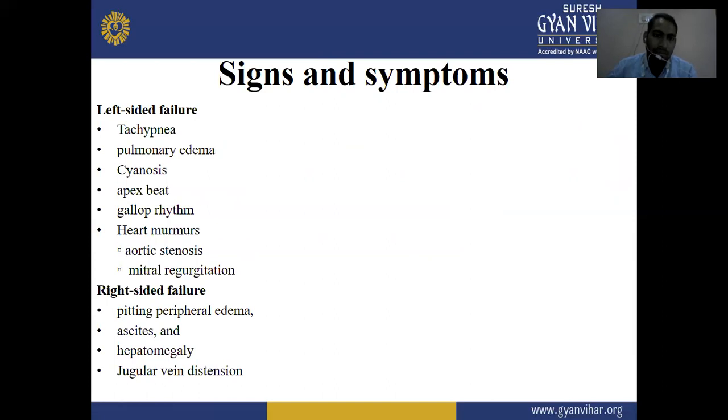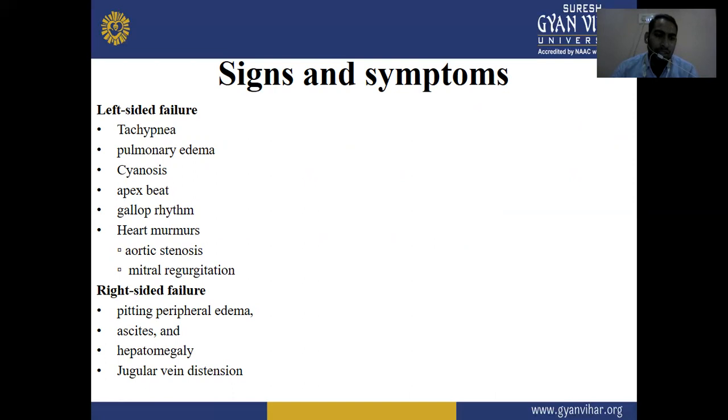Signs and symptoms of congestive heart failure. Left side failure signs and symptoms: tachypnea, an increased breathing rate. Pulmonary edema, accumulation of fluid in the lungs. Cyanosis.